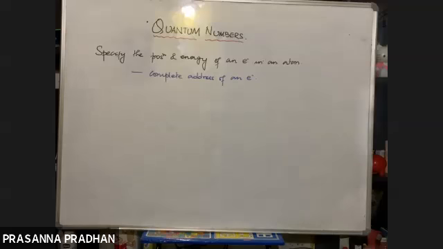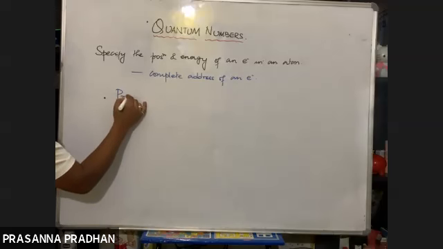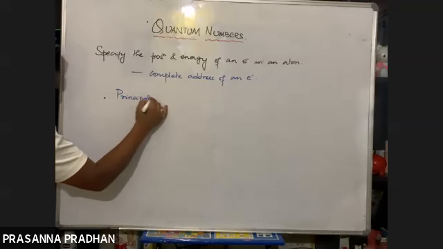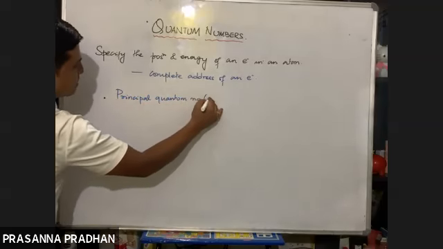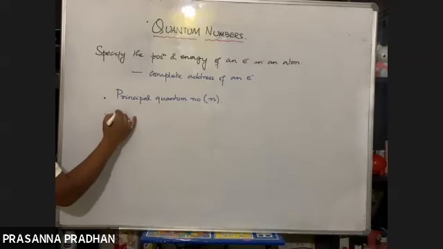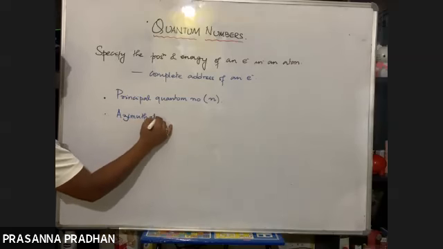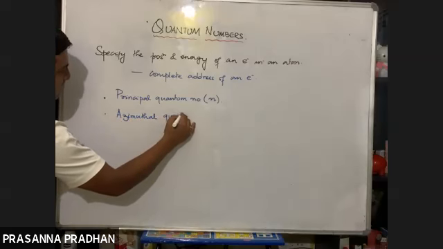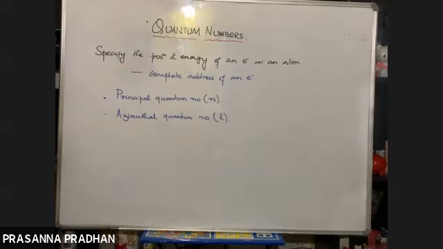So what are these numbers? There are 4 sets of numbers. Number 1 is known as the principal quantum number, denoted by small n. Number 2 is known as the azimuthal quantum number. Each one of these has some significance. The azimuthal quantum number is denoted by L.